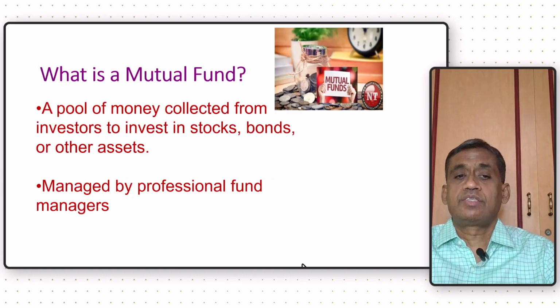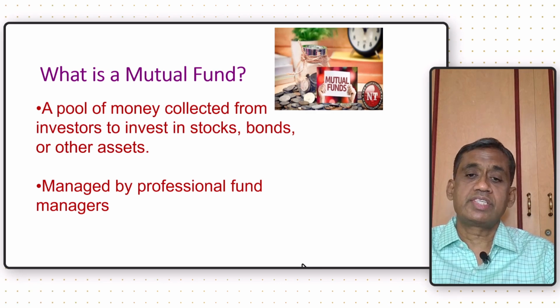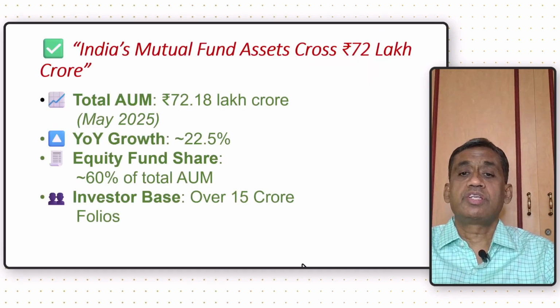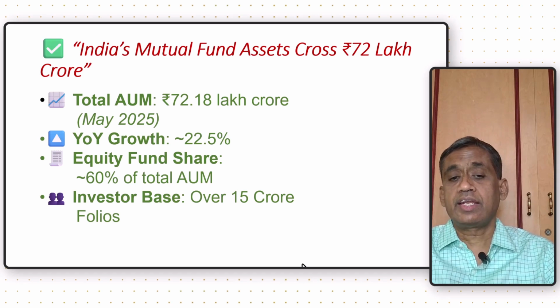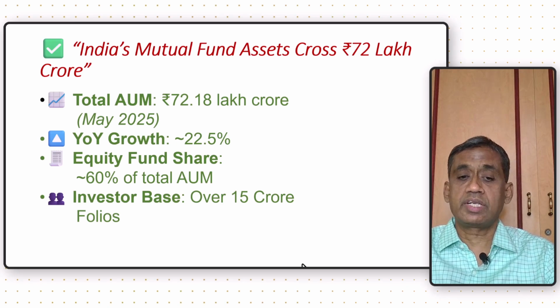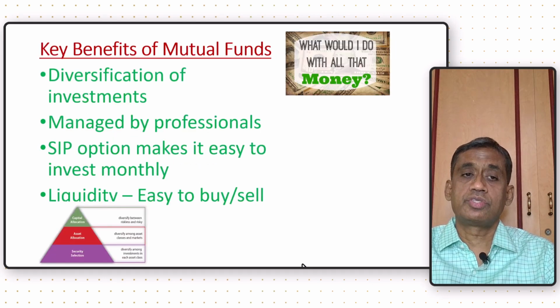Now, what is a mutual fund? A pool of money collected from investors to invest in stocks, bonds and other assets, managed by professional fund managers. India's mutual fund assets cross 72 lakh crore. Total AUM is 72.18 lakh crore as of May 2025. It is growing 22.5% year on year. The equity fund share is 60% of AUM. The investor base is over 15 crore folios.